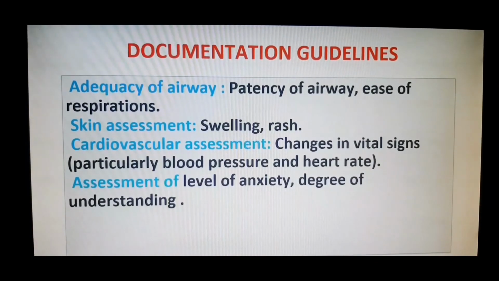In the documentation phase, we must document information like adequacy of airway, patency of airway, ease of respirations, chest expansion, respiratory rate, presence of stridor or wheezes, skin assessment, swelling or rash or itching, cardiovascular assessment. We can write about changes in vital signs, particularly blood pressure and heart rate, skin color, cardiac rhythm, assessment of level of anxiety, degree of understanding, adjustment, and coping skills.